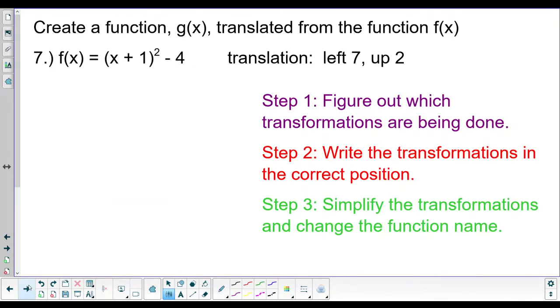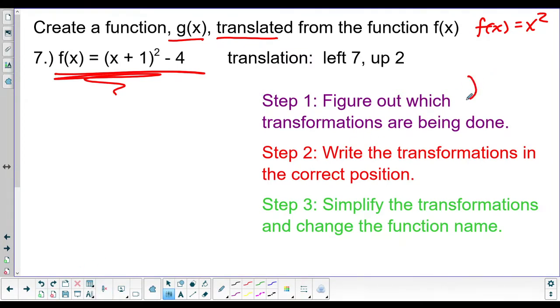All right. Let's go look at a tricky one. Okay. Here, they want us to create a function, g of x, that's translated, but not from a parent function. Instead of starting at f of x equals x squared, now f of x is this goofy thing here. So what we need to do is figure out what the transformations are, and they just tell us right there, but we need to figure out h and k and that stuff.